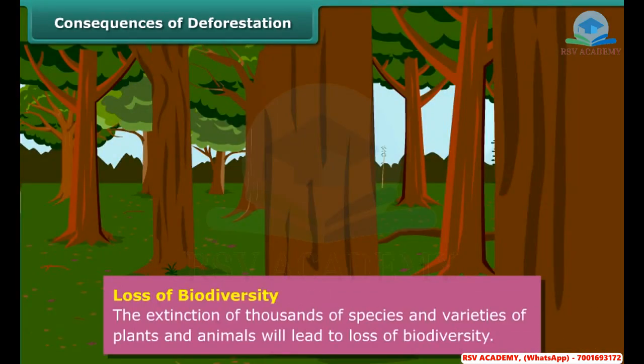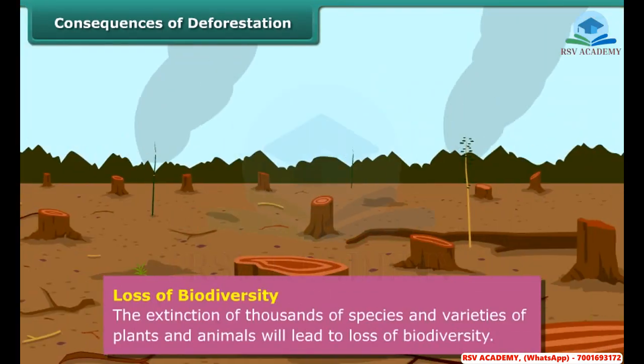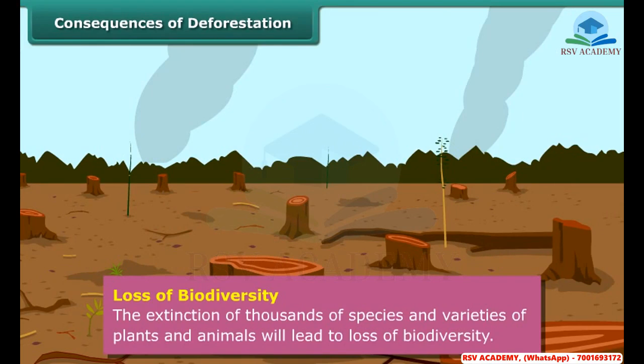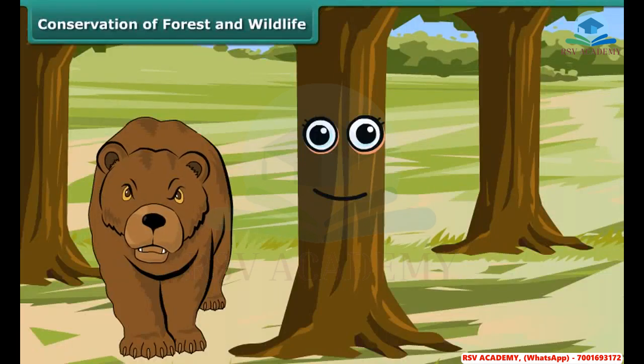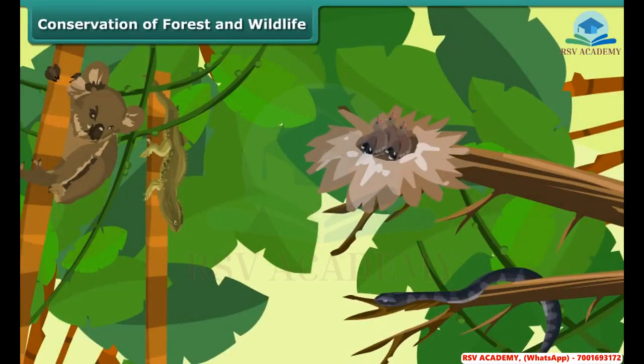Loss of biodiversity. Cutting of forest means the extinction of thousands of species and varieties of plants and animals, many of which have never been catalogued scientifically. Children, you have become aware of the effects of deforestation, so now you can understand that there is a need to conserve the forests and wildlife.